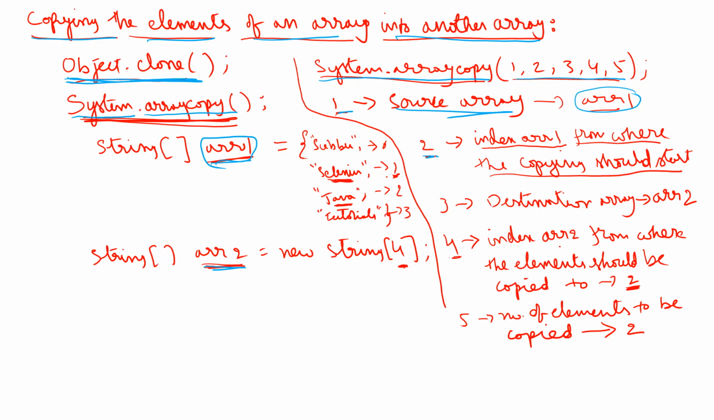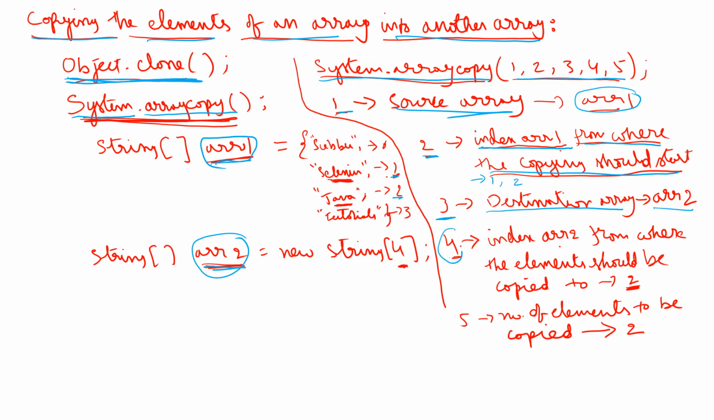The second argument is the index in the source array from where the copying should start. Let's say I want the copying to start from the second element. Then this index will become 1. If I want the copying to start from the third element, then the index will become 2, like this. The third argument is the destination array. In our case, it is ARR2.